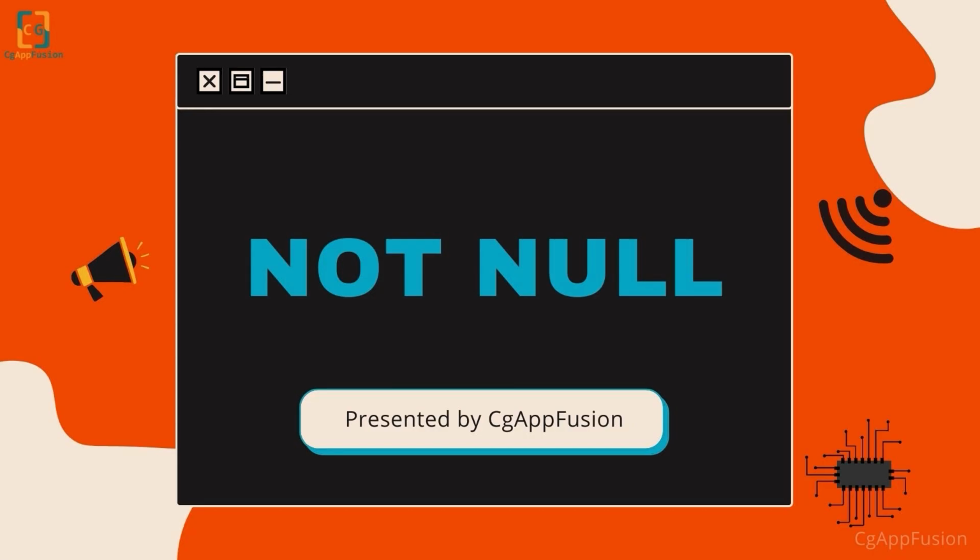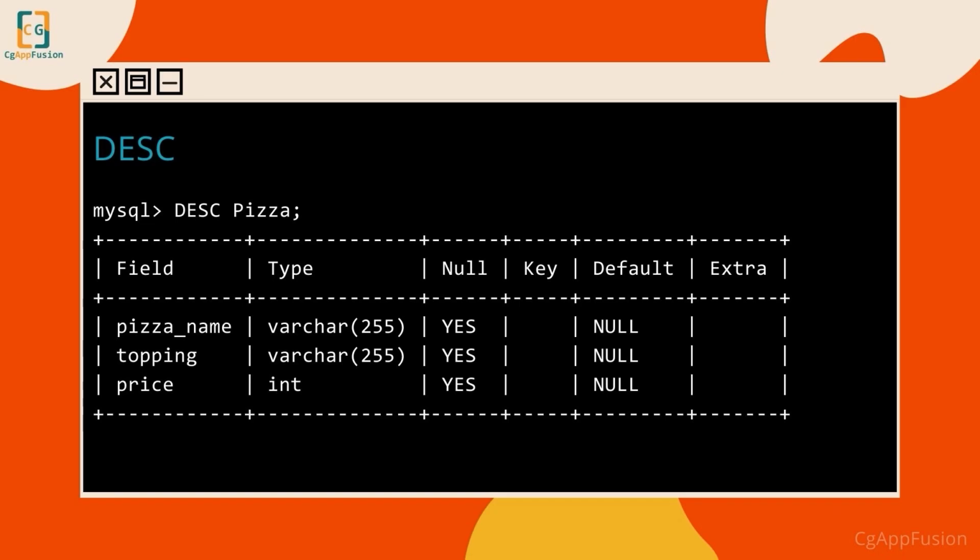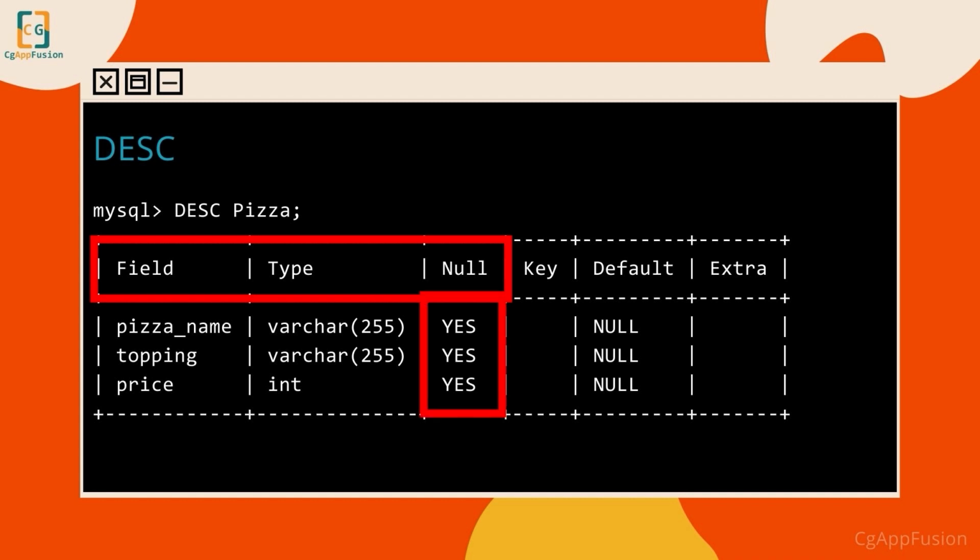Welcome back. In this lecture, we are going to talk about null. Remember when we typed DESC, we were given field, type, and null for each of our columns. As an example, let's look at our pizza table. So we can see that we have our field, which is basically the name of our column. Then we have the type, where we provide what type of data is allowed in that column. And we have null, and we can see that the null says yes.